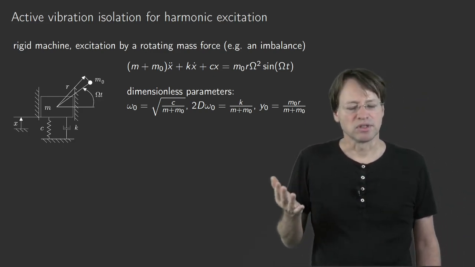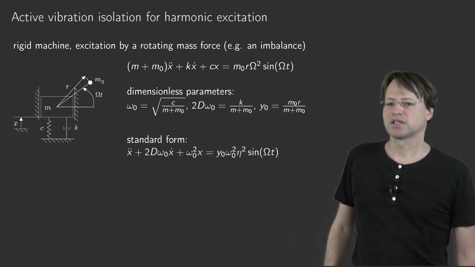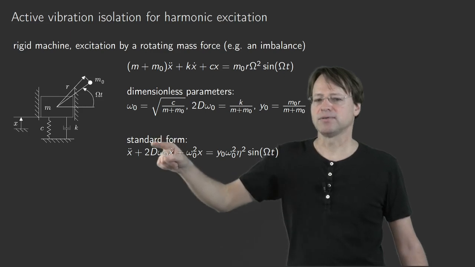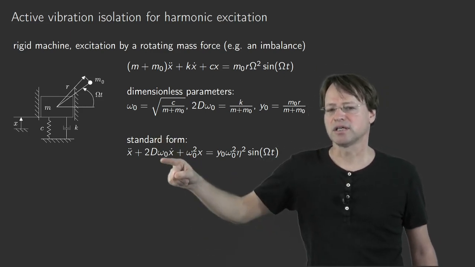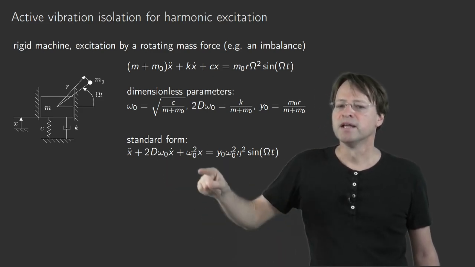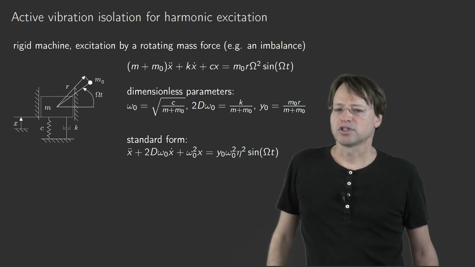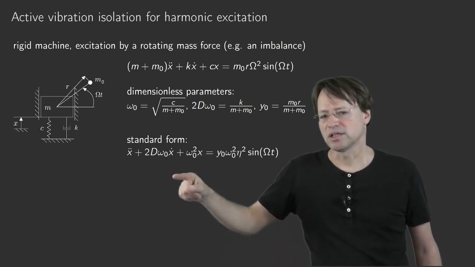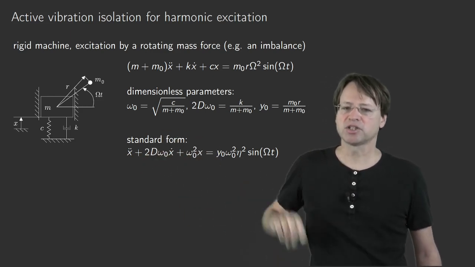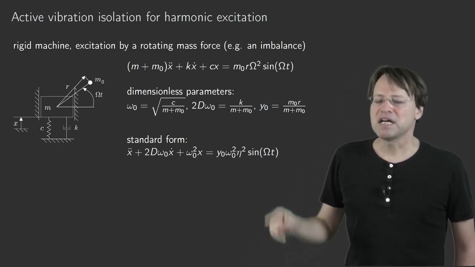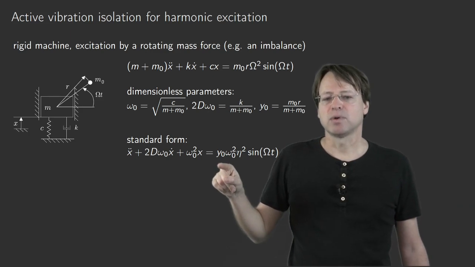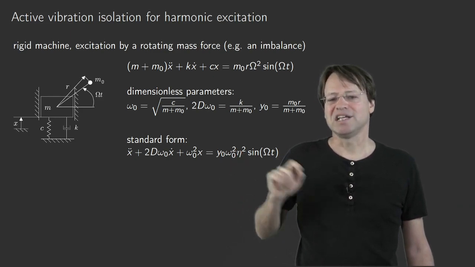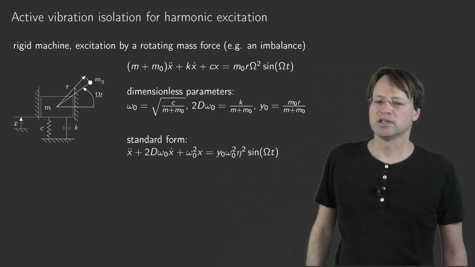This leads me to the standard form, and that standard form is just acceleration times damping term, which is now written in the standard parameters 2d omega naught x dot as before, and omega naught squared times x. So as you can see, the left hand side is unchanged, it's the same as before, but the right hand side is changed a little bit, namely it's written now as y naught omega naught squared eta squared sine omega t.